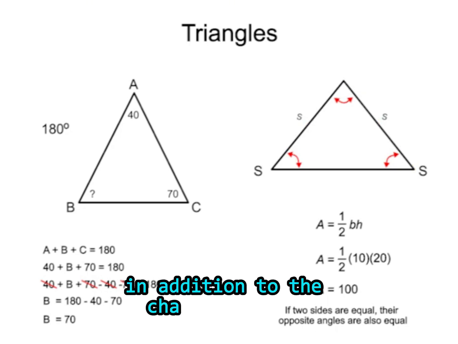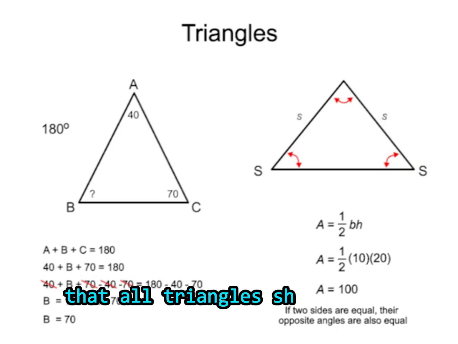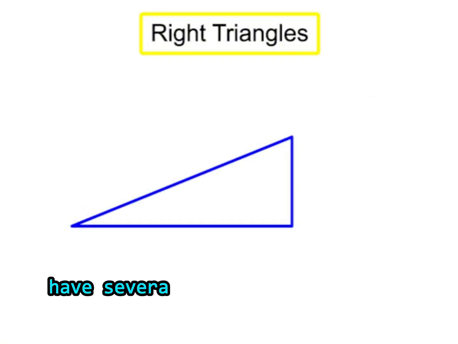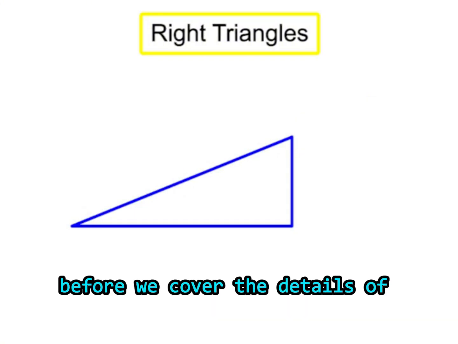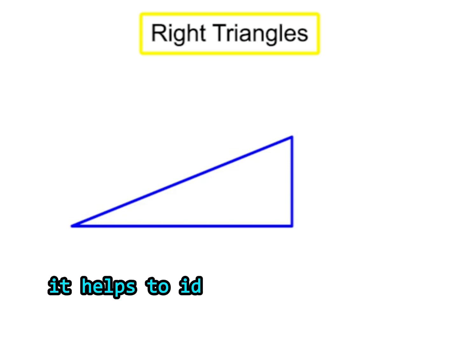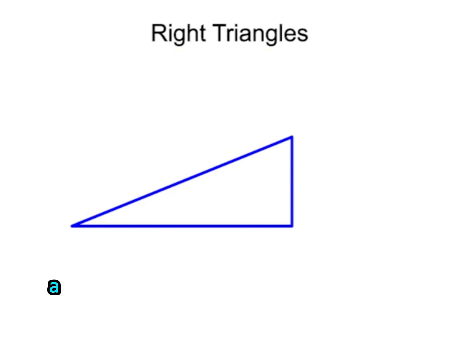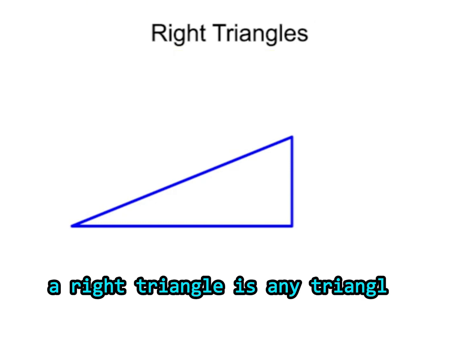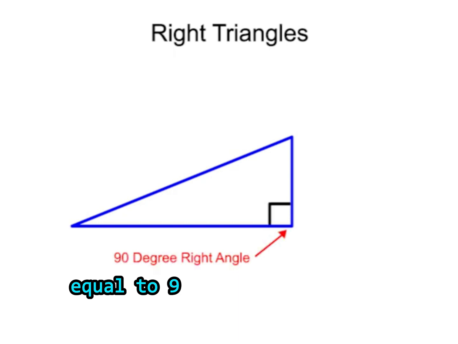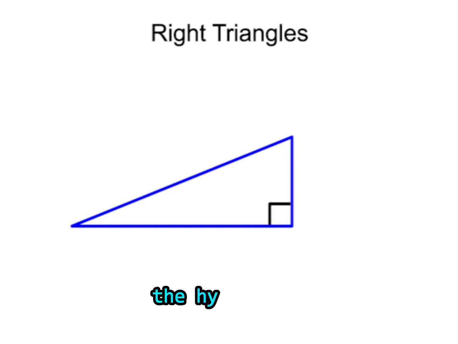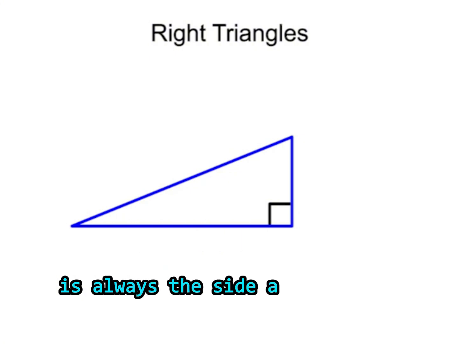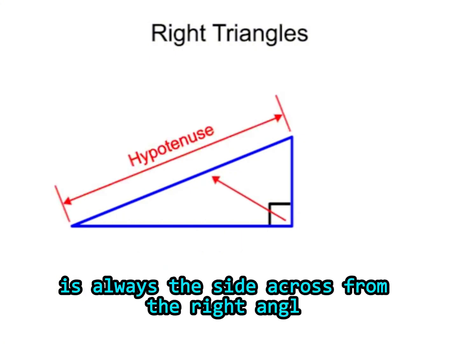In addition to the characteristics that all triangles share, right triangles have several characteristics that are quite unique. Before we cover the details of those characteristics, it helps to identify the various parts of a right triangle. A right triangle is any triangle that has one angle equal to 90 degrees, which is called the right angle. The hypotenuse is always the side across from the right angle.